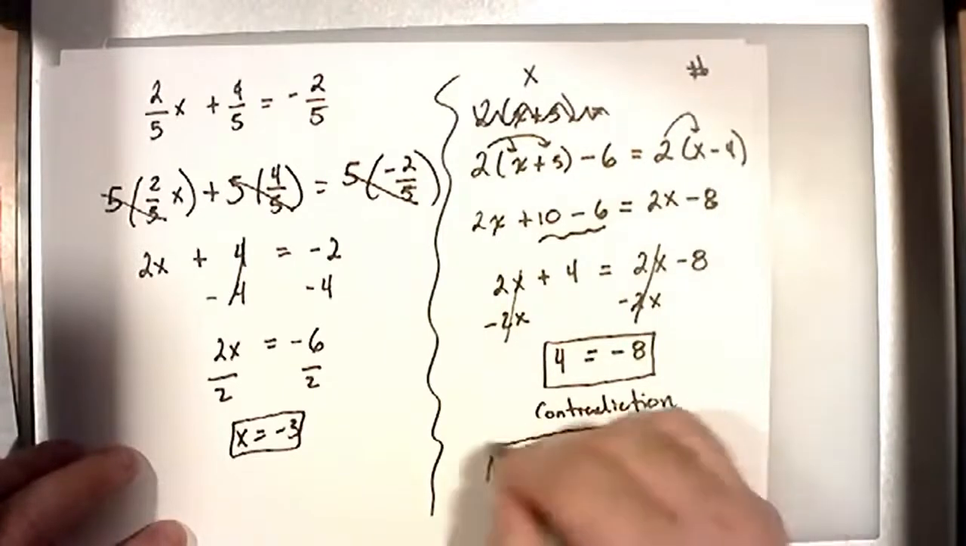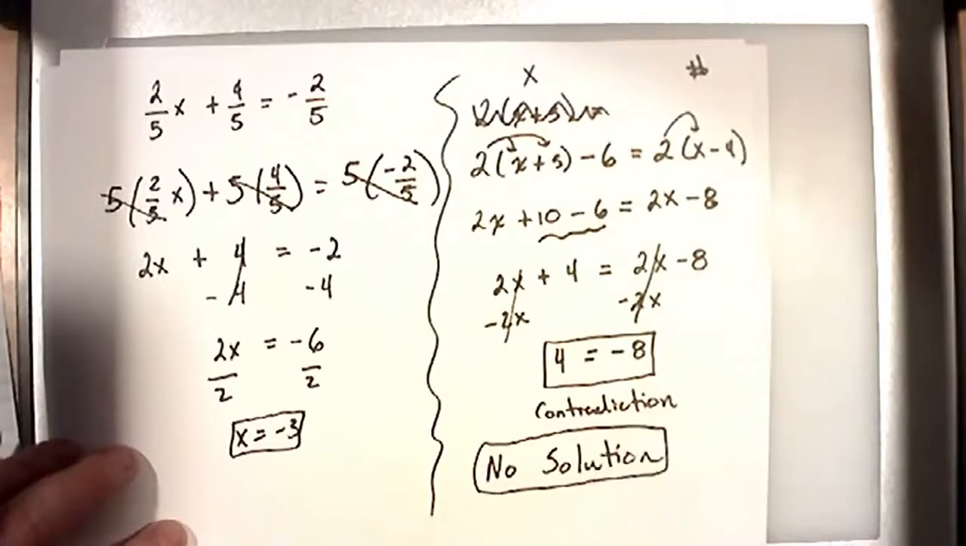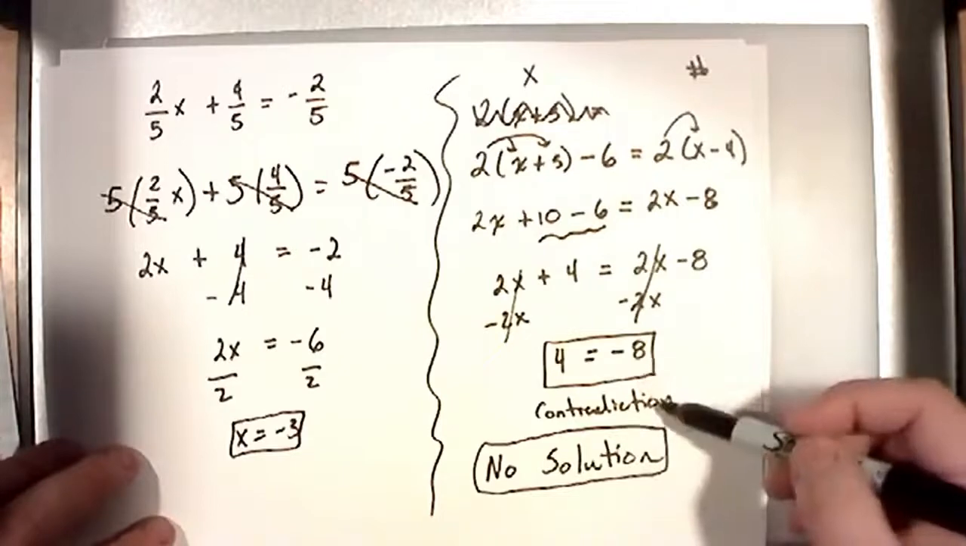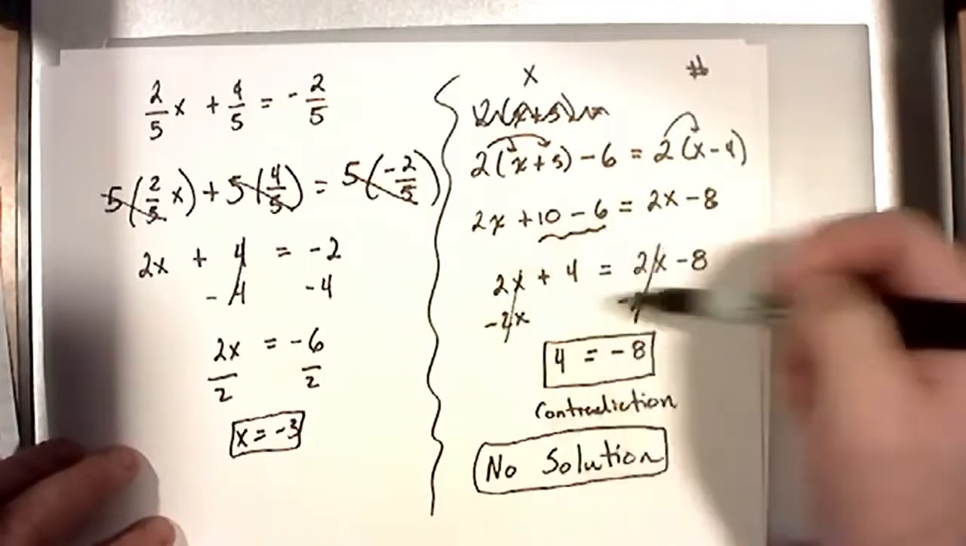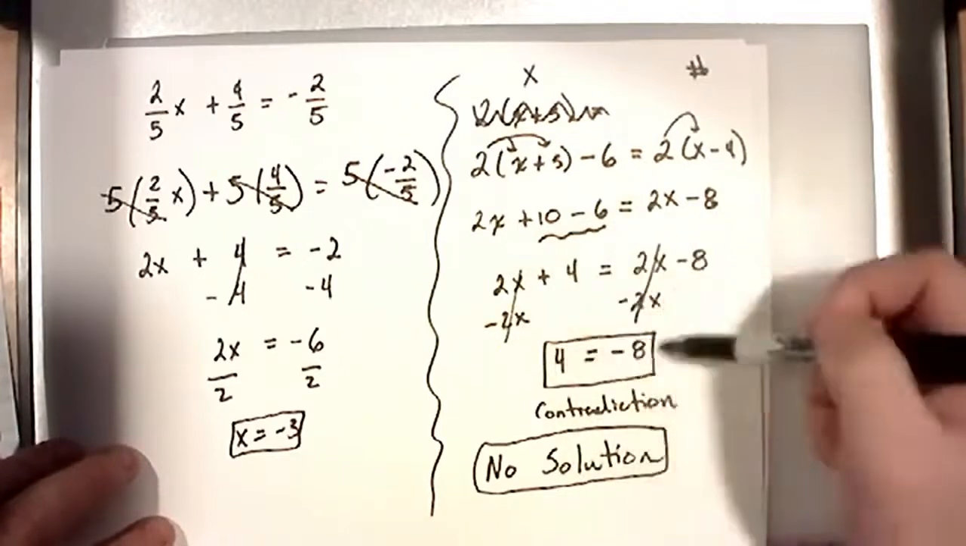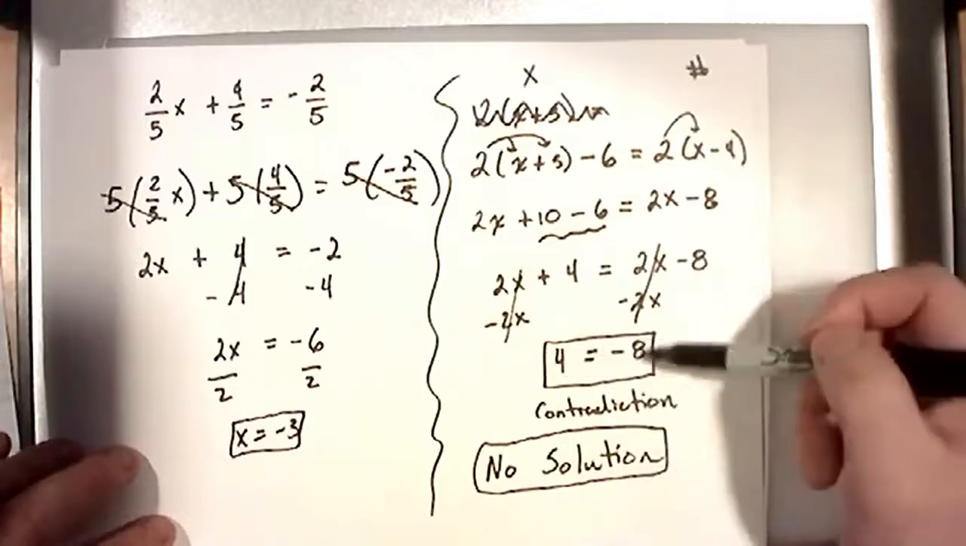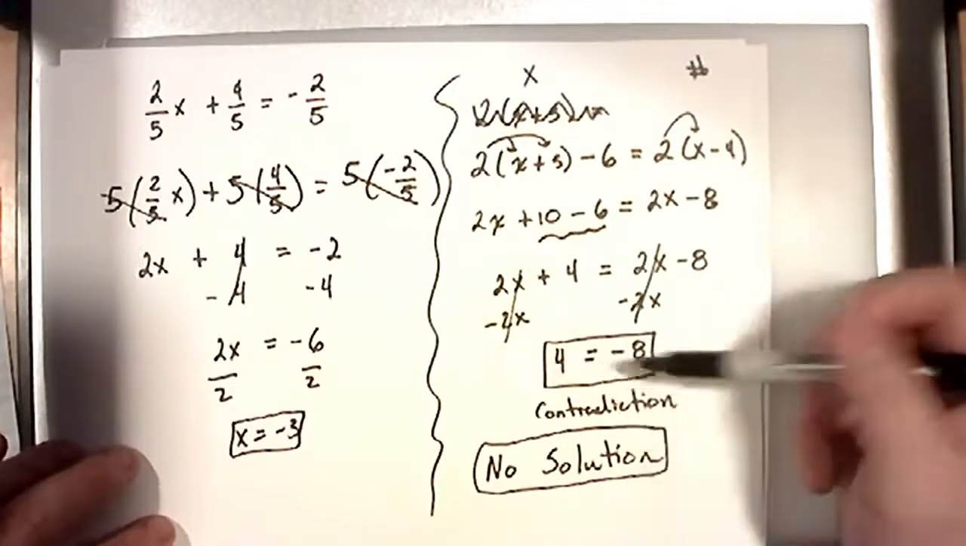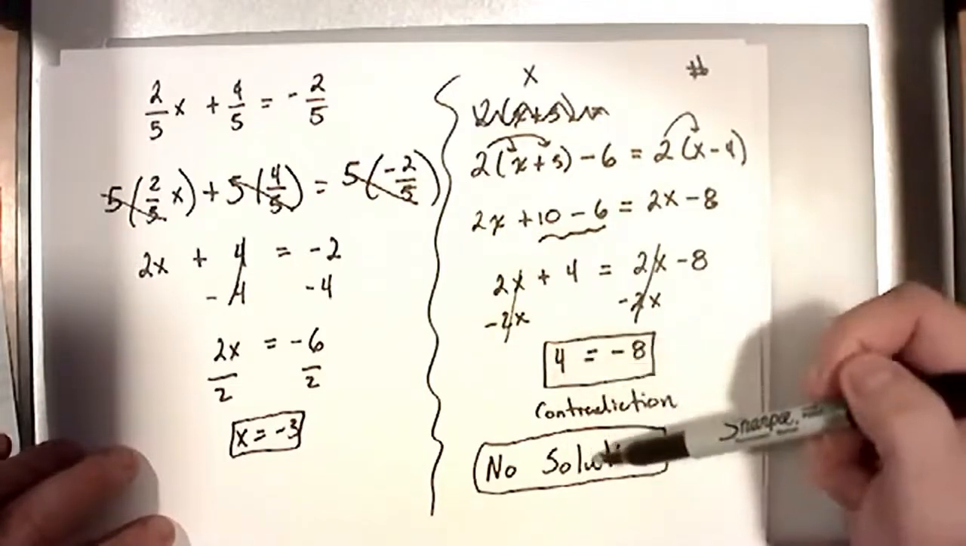It is possible for there to be no solution. How will you know you have no solution? You will end up with a contradiction. Your x's will cancel, and what you have left will be something that's just not true. 4 doesn't equal negative 8. 0 doesn't equal 10 or something like that. So watch out. Some of these have no solution.